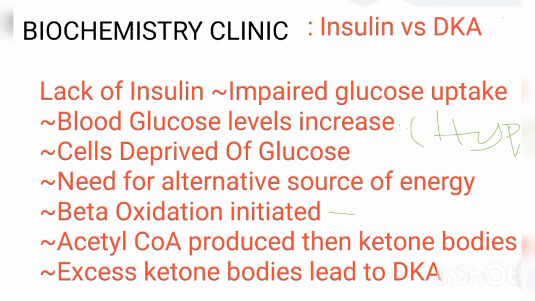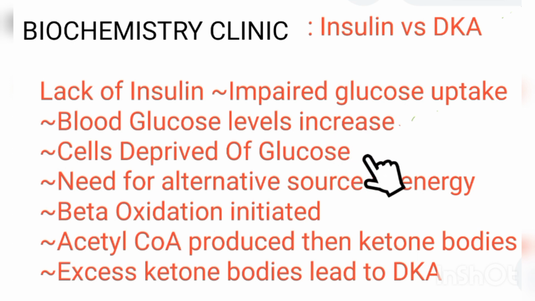So when we are discussing this question to do with insulin and DKA, you have to explain systematically why insulin is important, and what happens in the absence of insulin: impaired glucose uptake. So if there is impaired glucose uptake, it means that blood glucose levels will increase because the glucose is not entering the cells. So if the glucose is not entering the cells, there is a shortage of glucose, meaning that the cells are deprived of glucose.